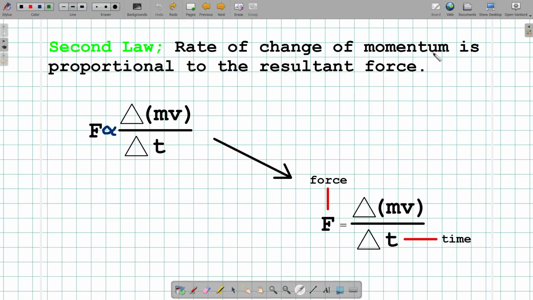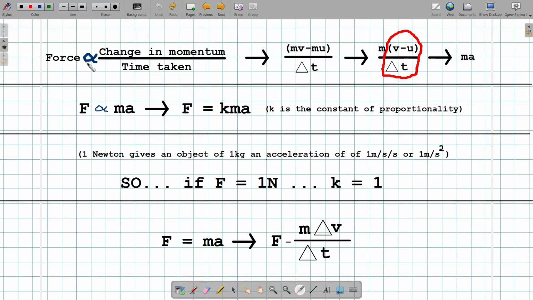So the rate of change of momentum is proportional to the resultant force, as we said before. And you saw that equation at the start, F is equal to delta mv over delta t. And that can be derived from this second law, the rate of change of momentum is proportional to the resultant force. As you can see here, the force is proportional to the rate of change of momentum. And I'll tell you now why this is true. This is Newton's second law: force is proportional to the rate of change of momentum. This change of momentum over time taken is the rate of change of momentum.